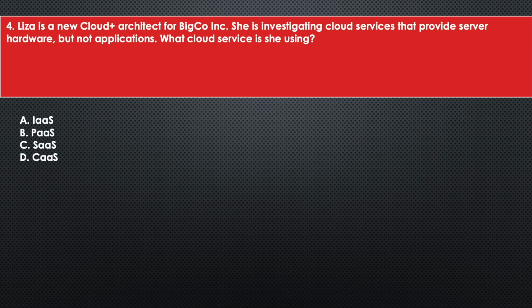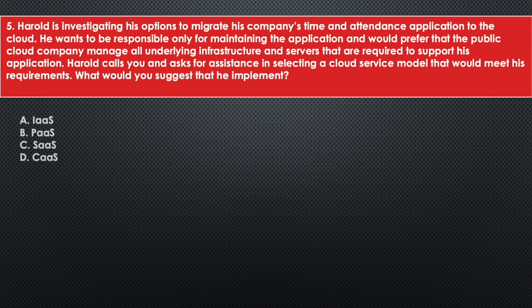4. Liza is a new Cloud Plus architect for Big Co Incorporated. She is investigating cloud services that provide server hardware, but not applications. What cloud service is she using? A. IaaS. B. PaaS. C. SaaS. D. CaaS. Answers: A. Infrastructure as a service offers computing hardware, storage, and networking but not applications.